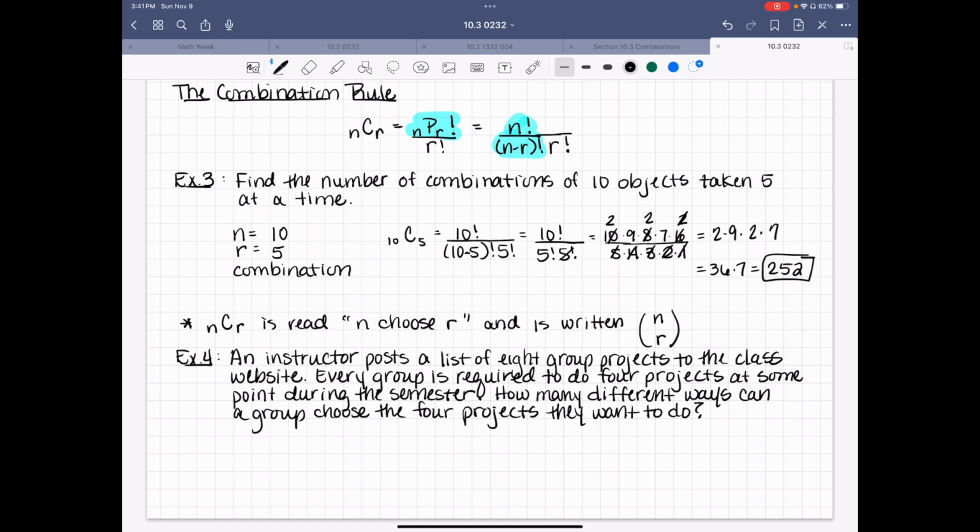Okay, so an instructor posts a list of 8 group projects to the class website. Every group is required to do 4 projects at some point during the semester. How many different ways can a group choose the 4 projects they want to do? Okay, so as usual, we need an N, we need an R, and we need to know if it's a combination or permutation. Okay, guys, this doesn't state that order matters. If they pick 1, 2, 3, 4, that's going to be the same thing as 2, 1, 3, 4. Okay, so this is going to be a combination.